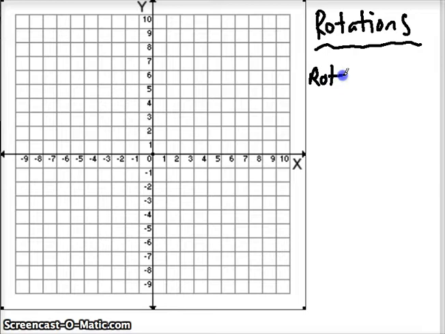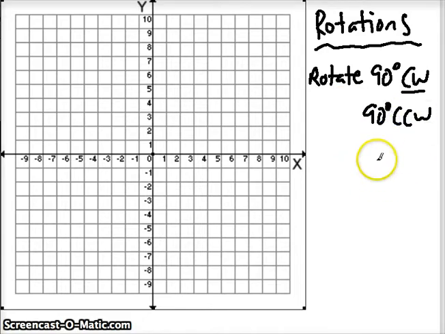So rotate 90 degrees clockwise, and this is our symbol for clockwise, CW. You're going to see rotate 90 degrees counterclockwise, and you're going to see rotate 180 degrees, and we don't have to say clockwise or counterclockwise because with 180 degrees it doesn't matter which direction we go, we're going to end up at the same spot regardless of whether we go clockwise or counterclockwise.